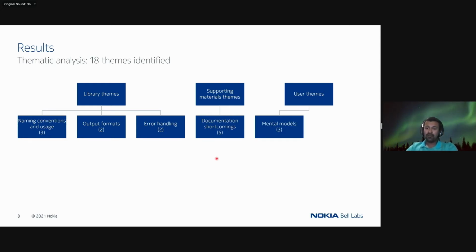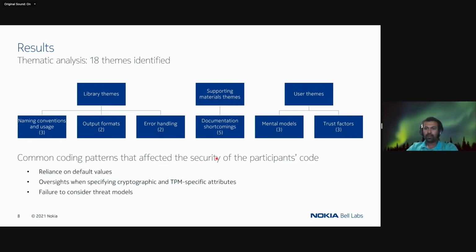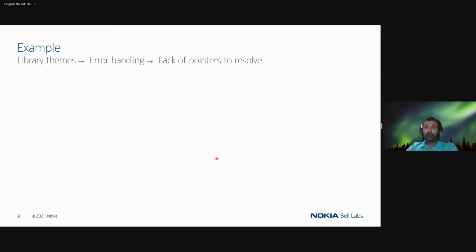We also uncovered common coding patterns that affected the security of the code. Mainly, the participants heavily relied on the defaults. Also, they were careless while specifying the cryptographic and TPM specific attributes and did not consider the threat models. Due to time constraints, we present a simple example.